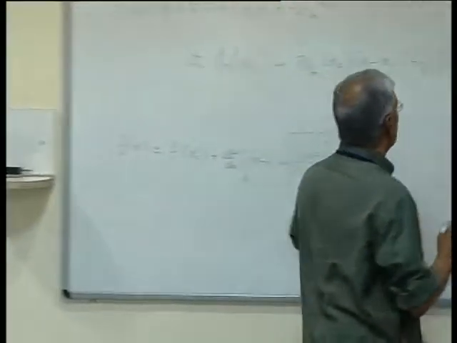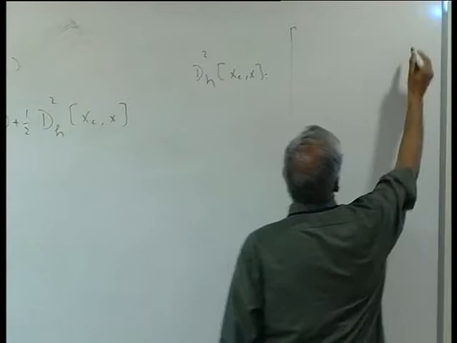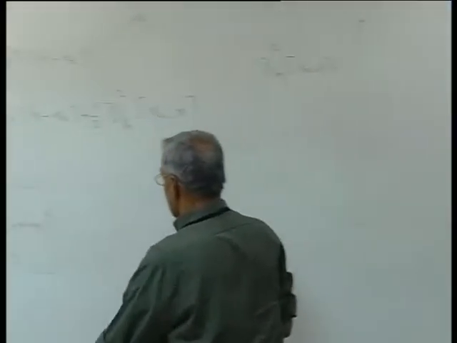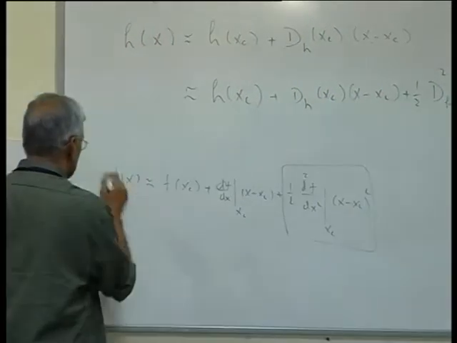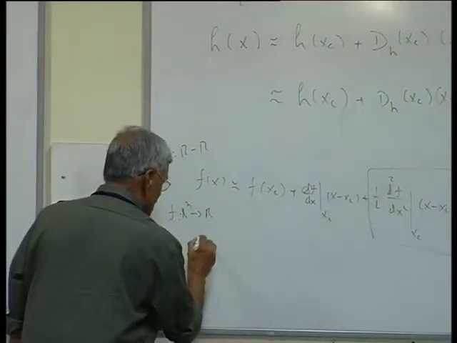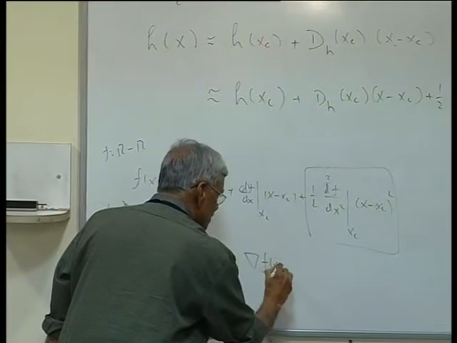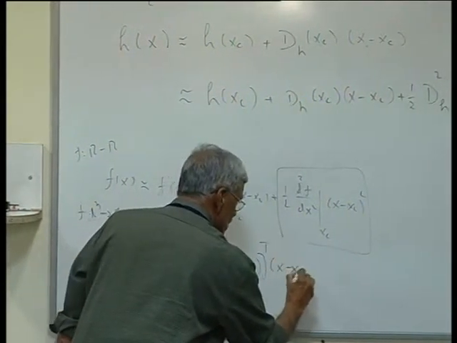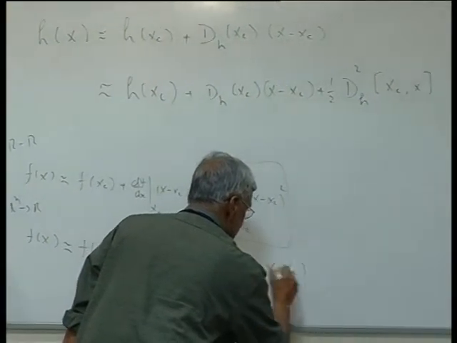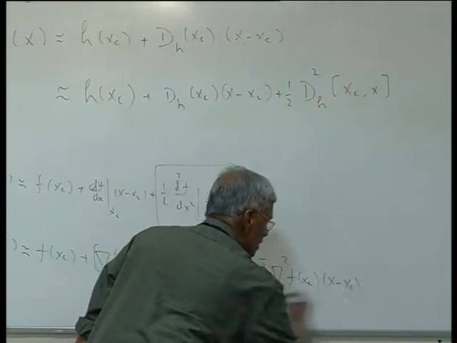Are you with me? So what is that going to be? This D squared H of xc is a vector of size m by 1. Everybody is a vector of size m by 1. So this is the function when the function is from R to R. When the function is from Rn to R, what is the second order Taylor series expansion? F of x is equal to f of xc plus the gradient of f at xc transpose times x minus xc. Are you with me? This is the analogous term of that. Plus, what is the next one? This one is (x minus xc) transpose, the Hessian of f at xc, times (x minus xc).